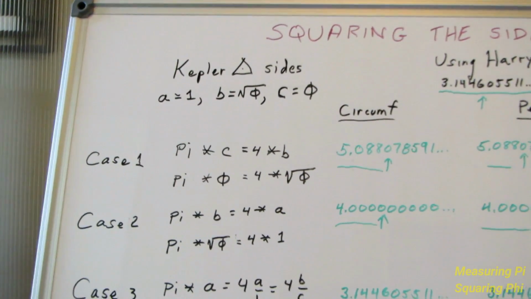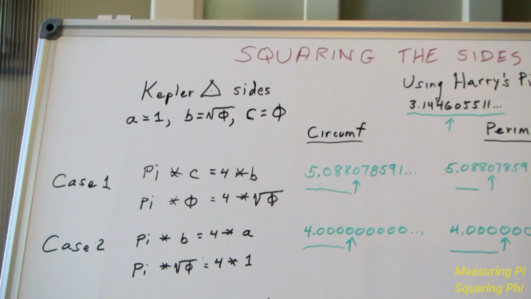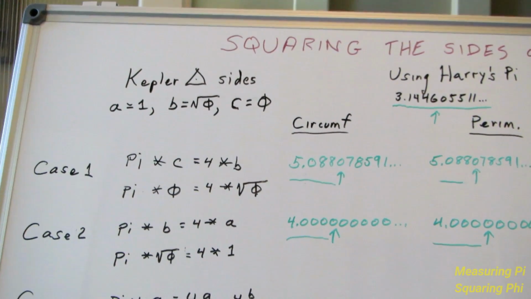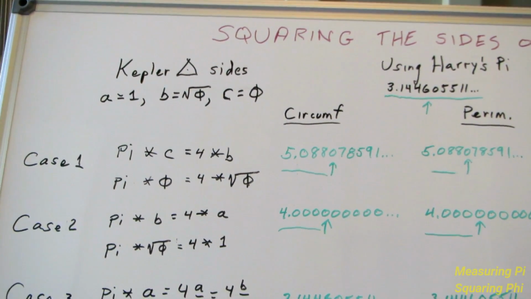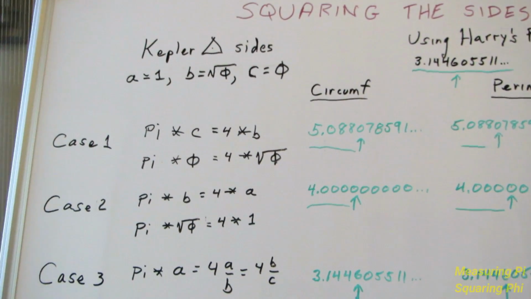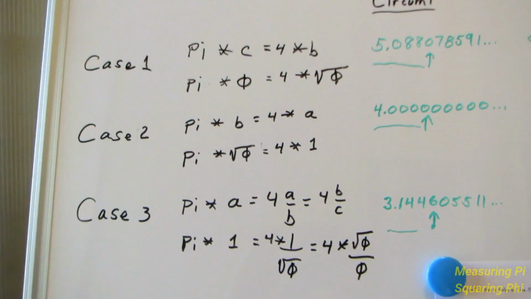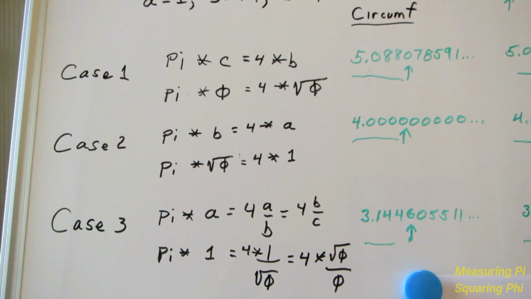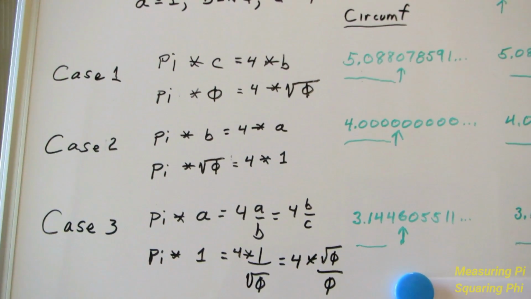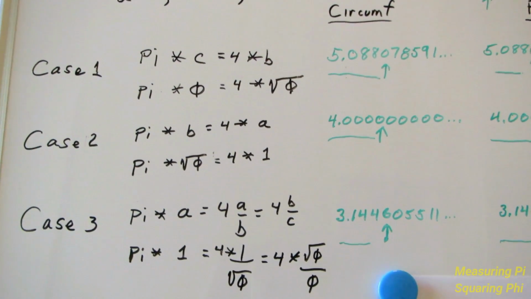what is this table? This table is a comparison of squaring each side of Kepler's golden ratio right triangle, whose sides are in the order of 1, square root of phi, and phi, which is the golden ratio. And we have 3 cases in which we are claiming that if you use the correct value of pi, then pi times each side equals 4 times the length of the second largest size to that.